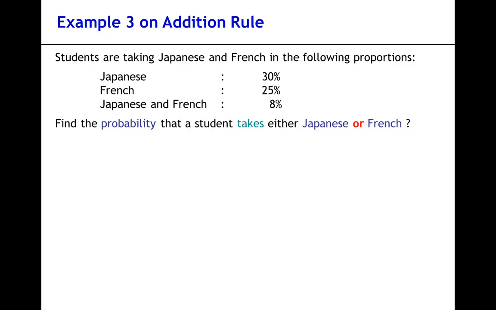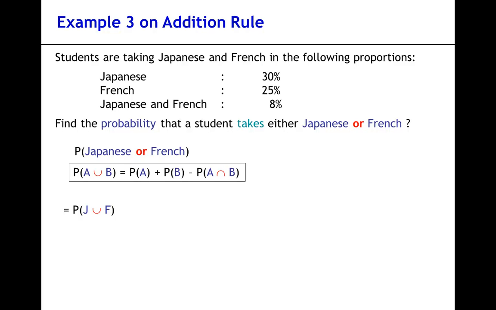In this example, we are given the proportion of students taking Japanese and/or French. And we are asked to find P of Japanese or French, or P of J union F. Well, there's no direct info on this. So let's use the addition rule by replacing event A with J and event B with F.